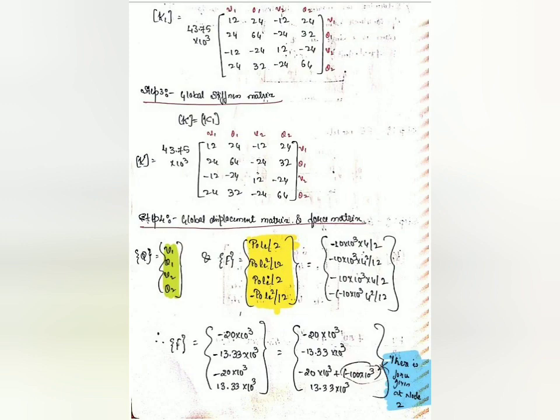The only thing to be taken care of here is, along with the UDL there is also a point load at the end of cantilever beam. That load also you are supposed to add in the third row of force matrix. That is where minus 20 into 10 raised to 3, that is your F2 value. There you are supposed to add the given load, that is point load, minus 100 into 10 raised to 3. That also you are supposed to add, which is acting at node number 2.